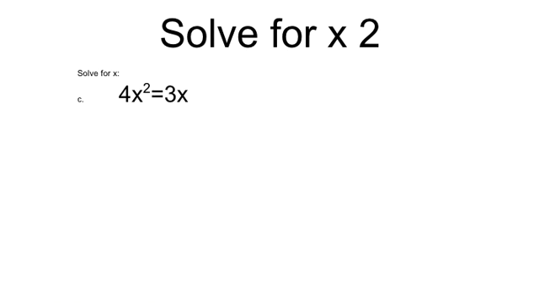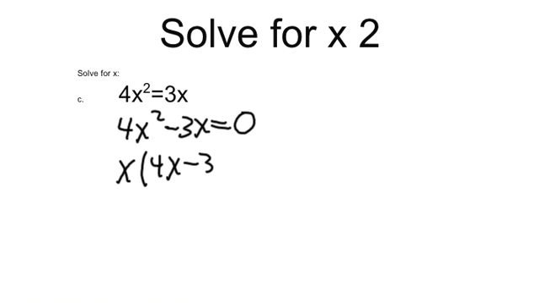Clear ink. So I'm going to do this on this one. So again, I'm going to take away the 3x from both sides of the equation. So that leaves me with 3x over here and 0 over here. I'm going to factor out my x, which is going to leave me with 4x minus 3 is equal to 0. Okay, I know that x is going to be equal to 0.